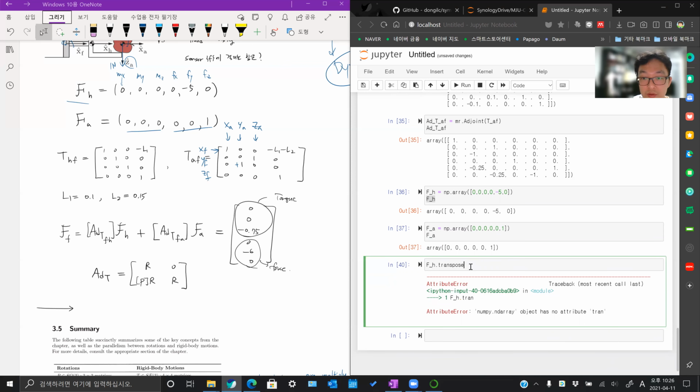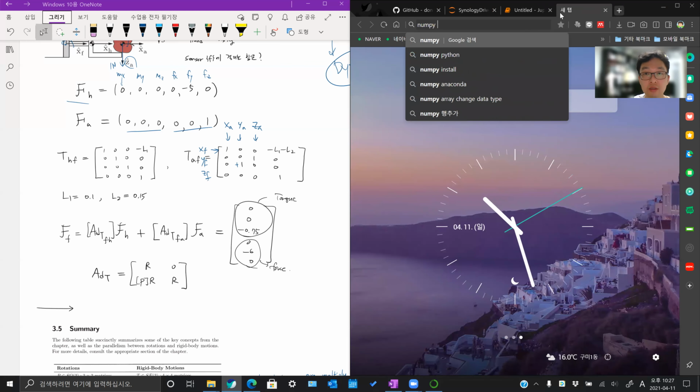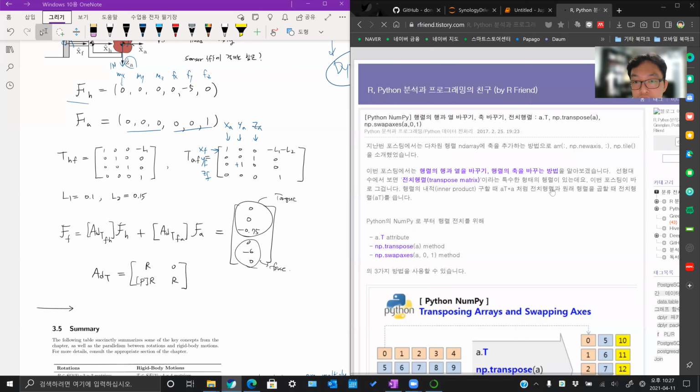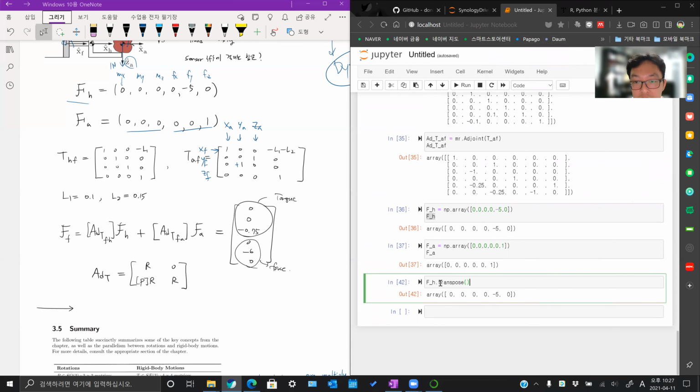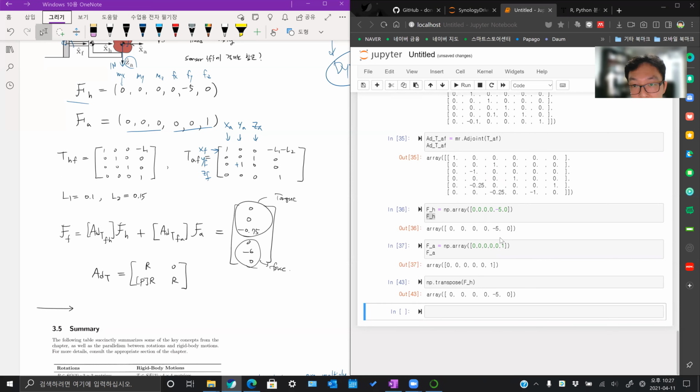Transpose. What is the transpose in NumPy? NumPy transpose. Okay. np, NumPy. What is this?